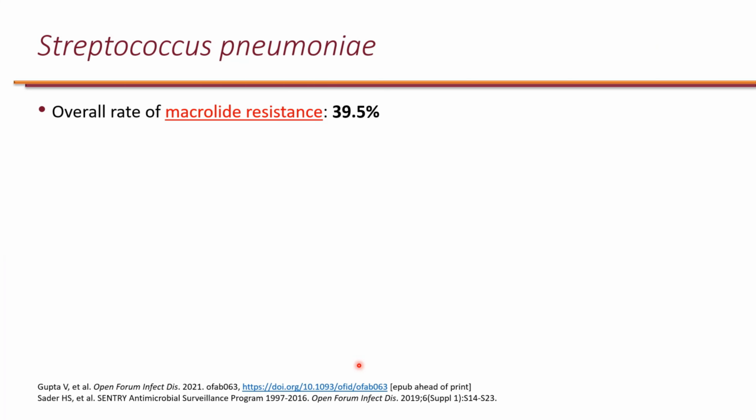Now, let's take a look at the rate of resistance in Streptococcus pneumoniae. The overall rate of macrolide resistance is almost 40%, and the rate is actually higher in the ambulatory care compared to the inpatient setting.